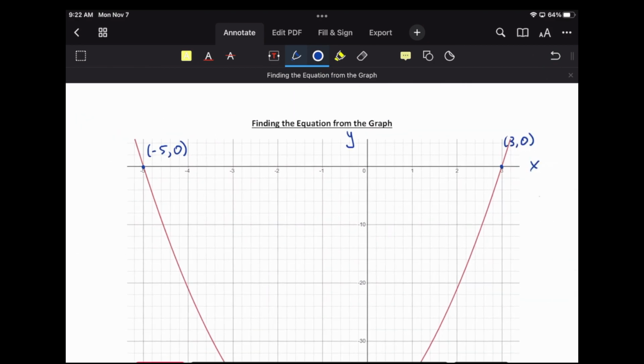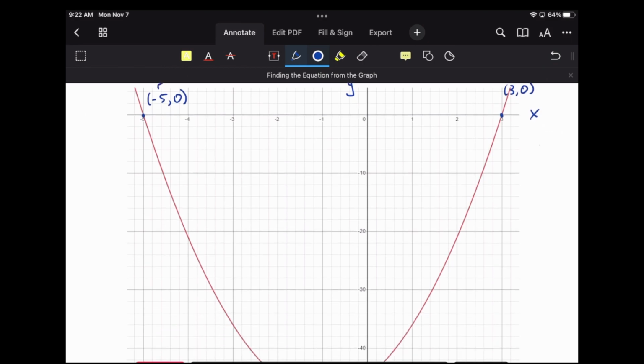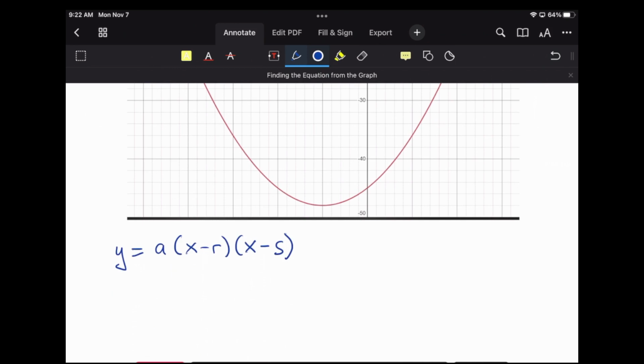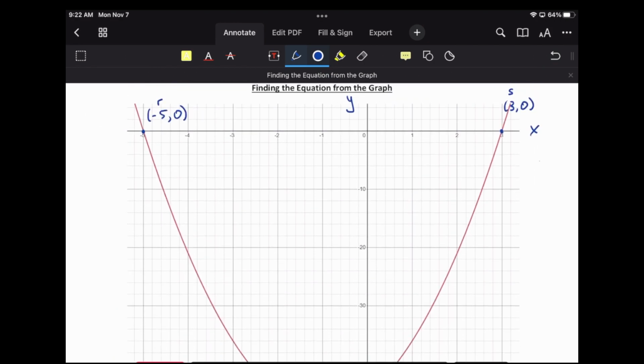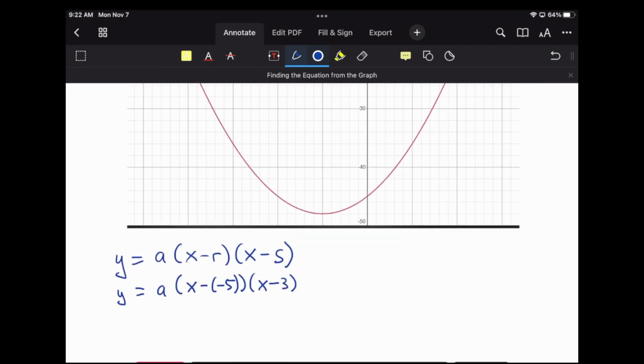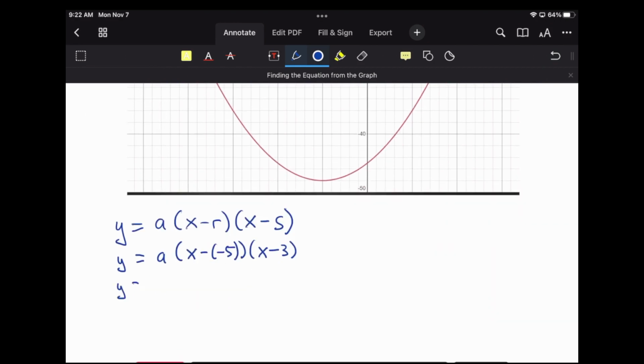And that means our r and our s values are going to be negative 5 and 3. And remember, we have to flip the sign. So my equation is going to look like this. y equals a, x minus negative 5, x minus 3. And then we don't like to have the double minus, so we'll tidy it up a little bit. y equals a, x plus 5, x minus 3. So we're already almost done. We have most of the equation. The only thing we still need to figure out is the a value.